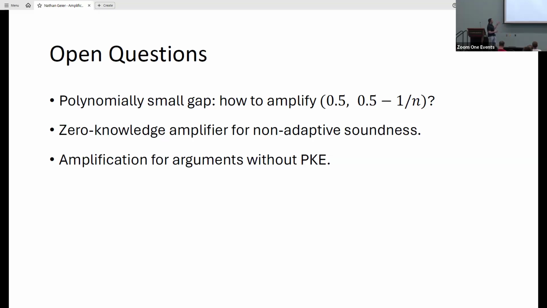And finally, the last open question is how to amplify NIZK arguments without assuming public encryption, which is something that we only need to amplify computational soundness. We currently don't know how to amplify NIZK arguments without it.